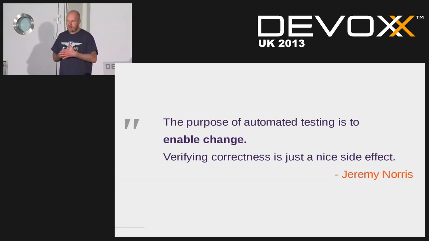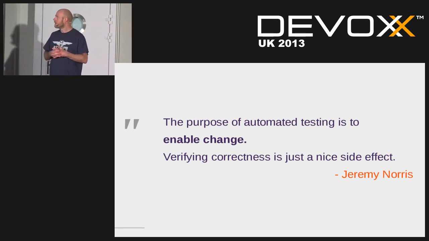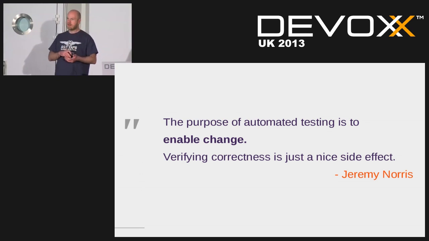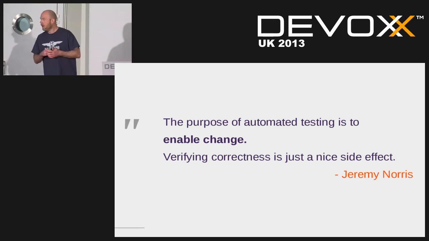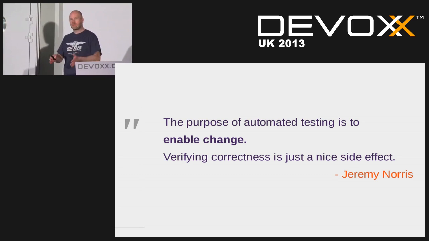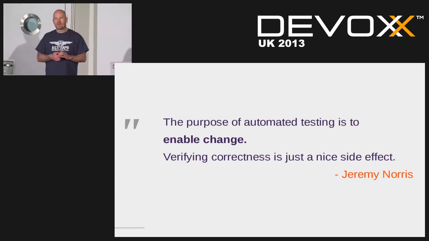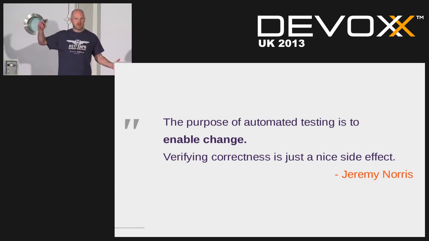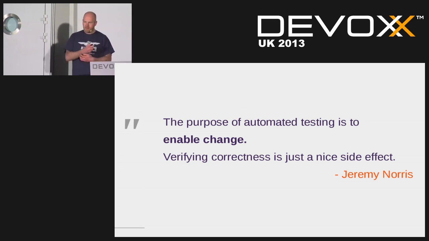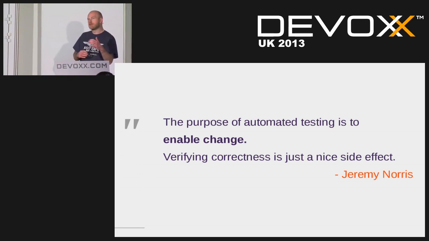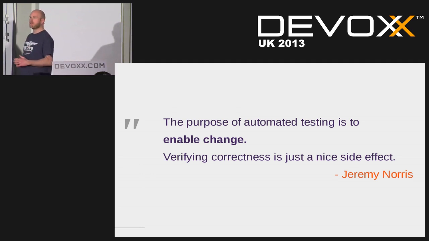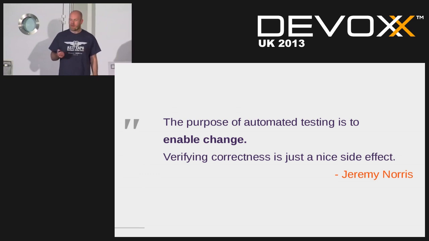There's a nice little quote when it comes to testing that we found on Twitter at some point. The purpose of automated testing is to enable change. Verifying the correctness is just a nice side effect. It's the difference between writing a test while you're writing the code versus having the test there when you're changing something else, to still verify that it's doing what it intended to do. So in a sense, you're putting it down in stone that this is the expected behavior, so when you change things later, it still behaves the same.